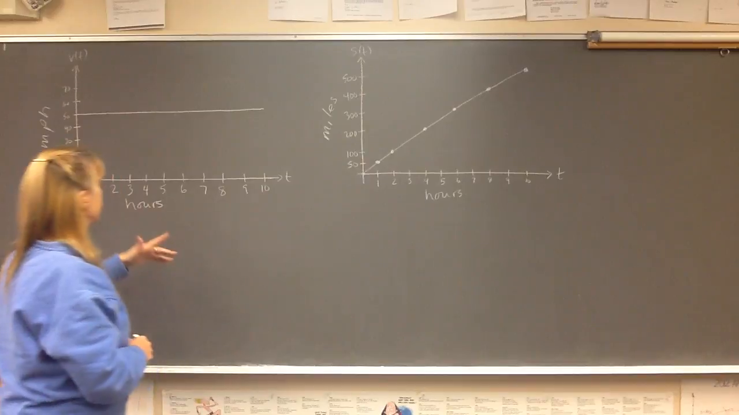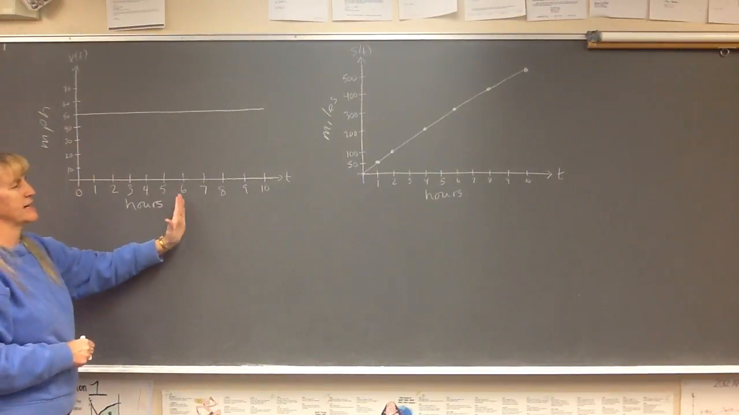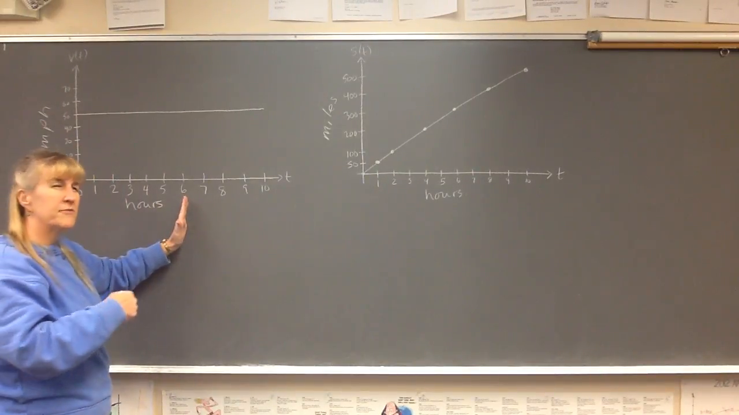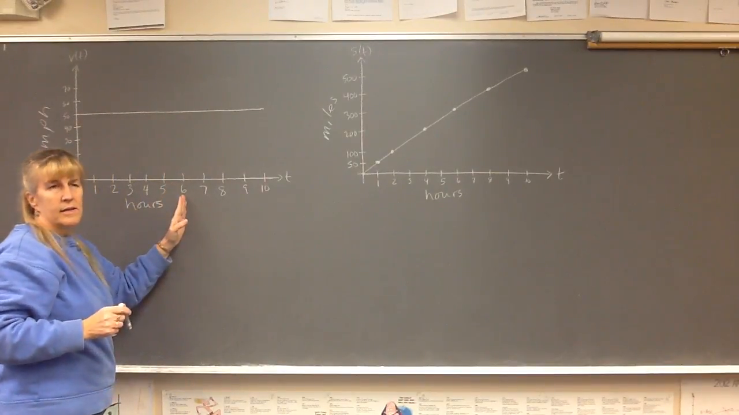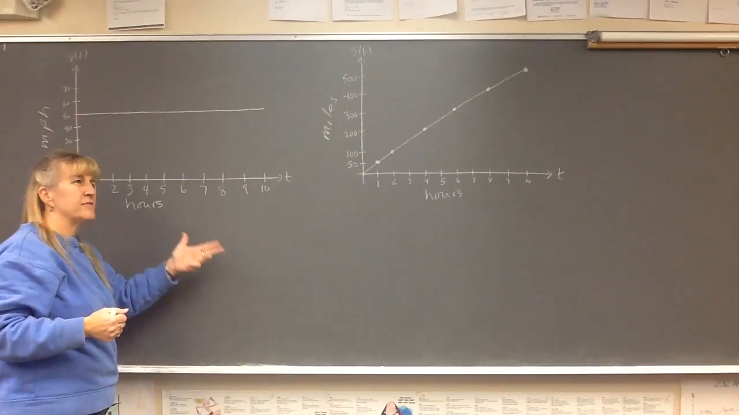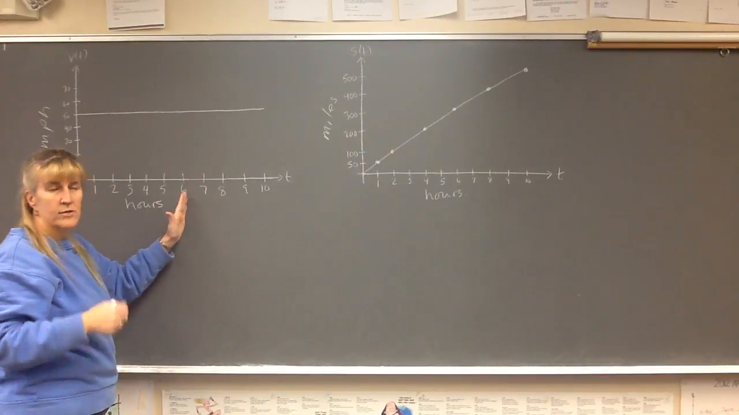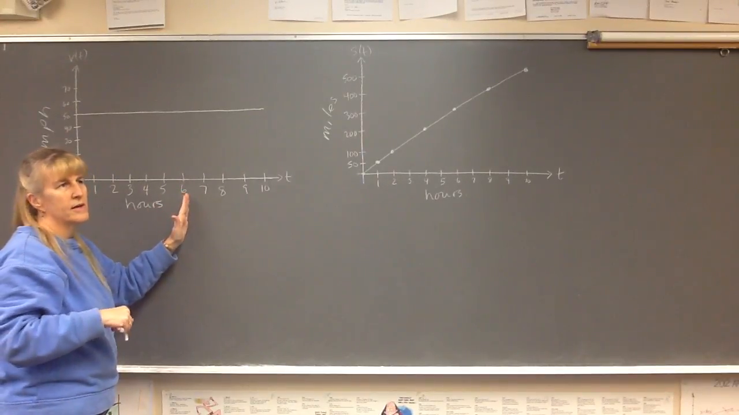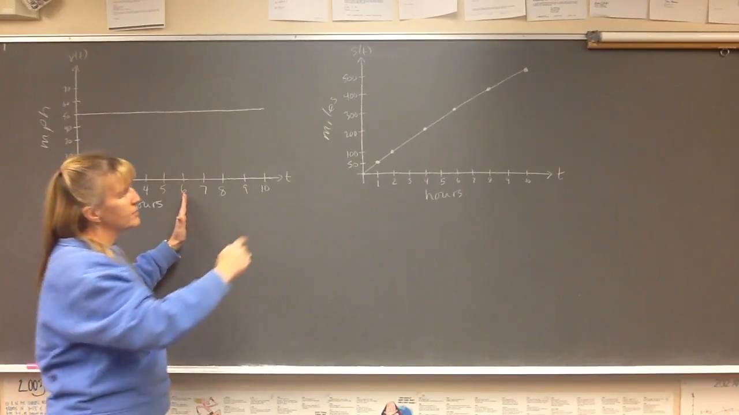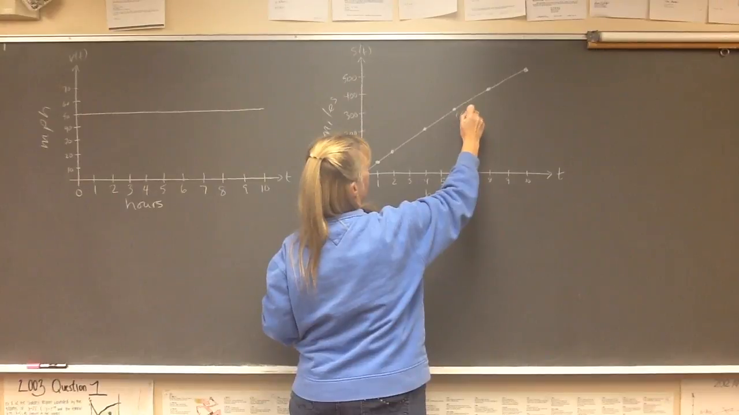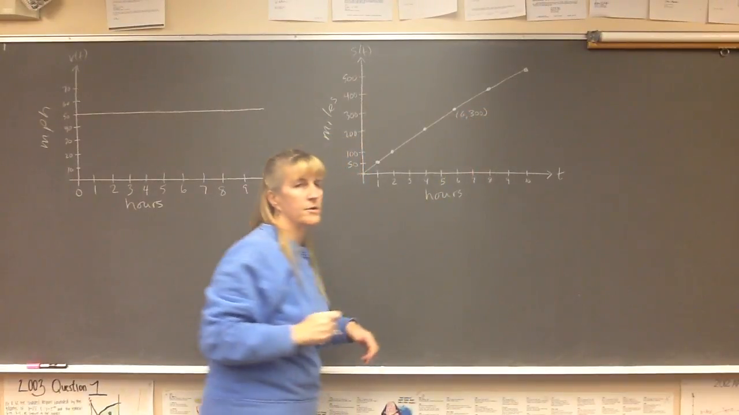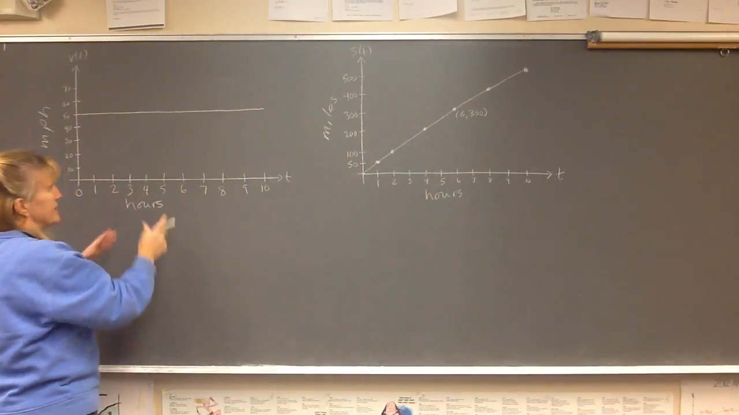I can do another check for you someplace later, like at 6 hours. Let's say you travel at 50 miles an hour consistently for 6 hours. Then you should have traveled 50, 50, 50, 50, 50, 50, so that's 300 miles. 50 times 6 is 300 miles. And I come over here at the 6, and I look up to see what's graphed, and this is the point 6, 300.